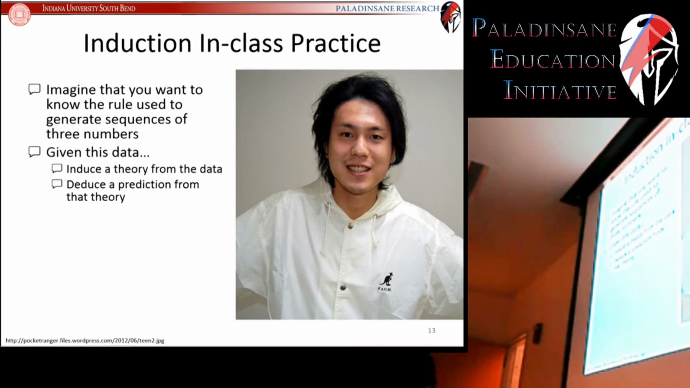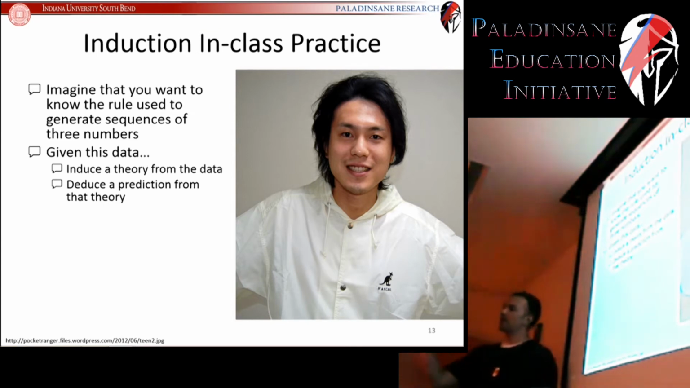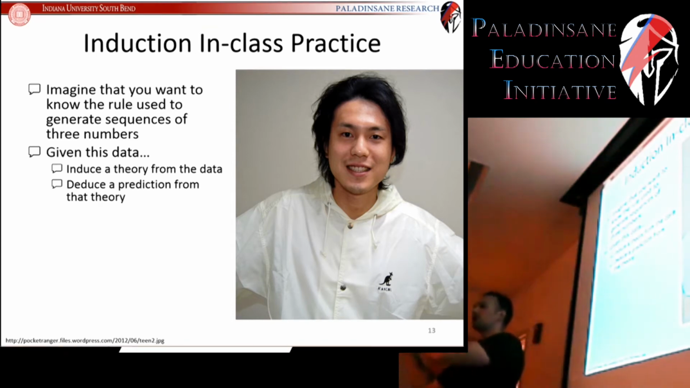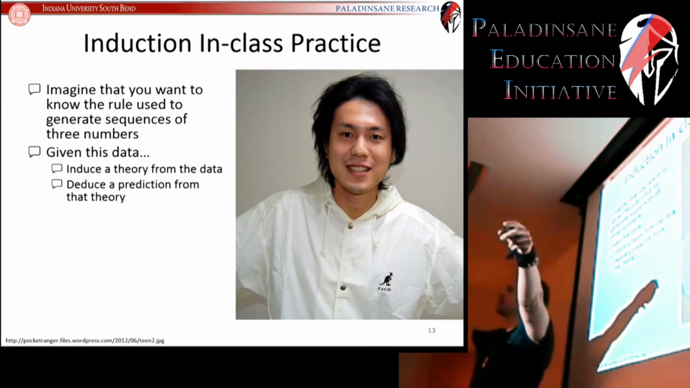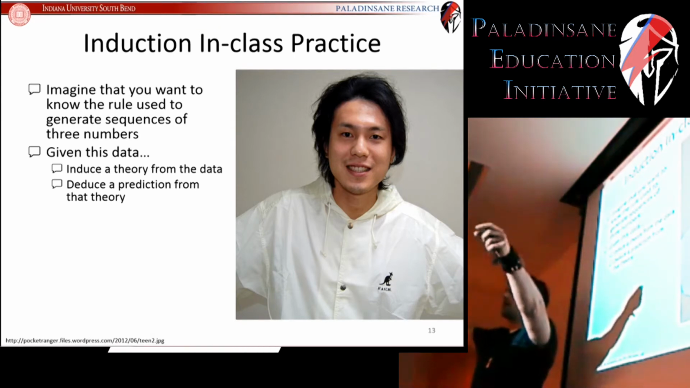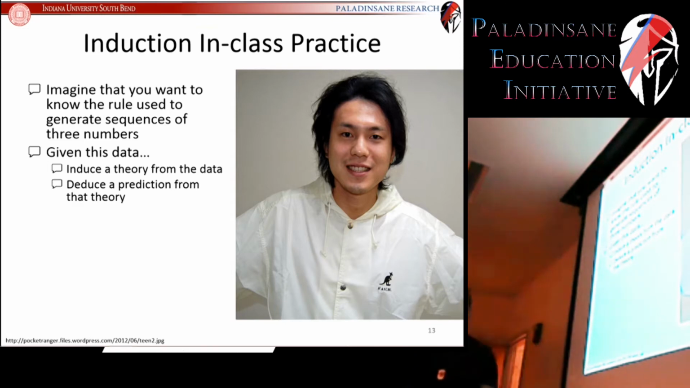Right? So what you're going to do is you're going to be given some data. And once you have that data, you're going to induce a theory from that data and then deduce a prediction from that theory. So you're going to start off with a sequence of three numbers. You're going to try to induce a general theory that explains the pattern of numbers that this person is going to say. And then from that, you're going to deduce what they might say next. Right? What might the next words or numbers be out of their mouth?